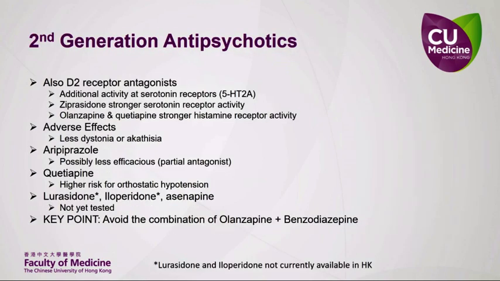The second-generation antipsychotics may be considered as first-line agents as well, pending the suspected cause of the acute agitation. They tend to have less dystonia and akathisia, whereas aripiprazole is possibly less efficacious as it is only a partial antagonist, and quetiapine causes more orthostatic hypotension, so it is often not the preferred selection as well, since patients in the A&E are often volume depleted. The manufacturer does recommend against the combination of olanzapine and benzodiazepines due to increased risk of respiratory depression.